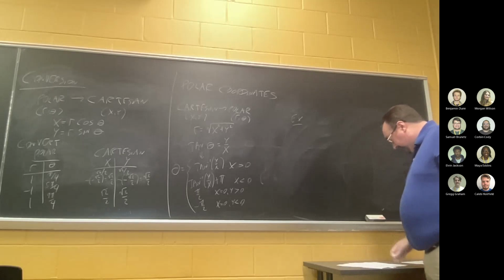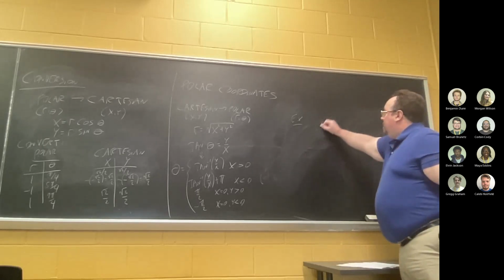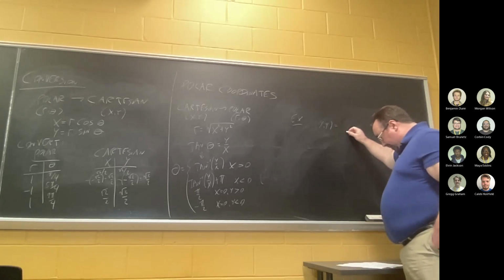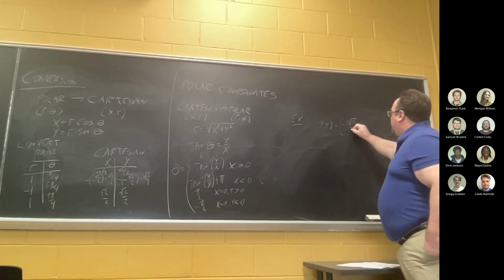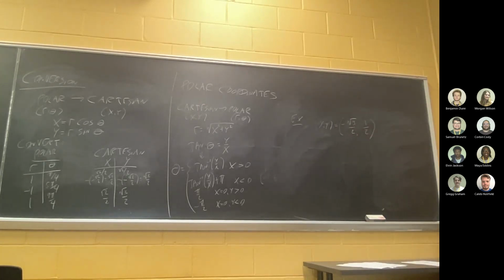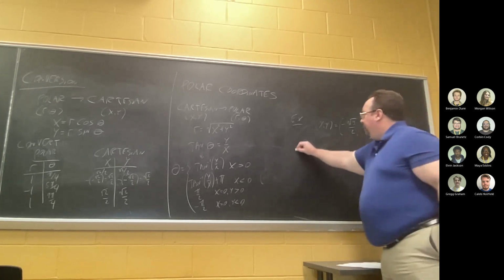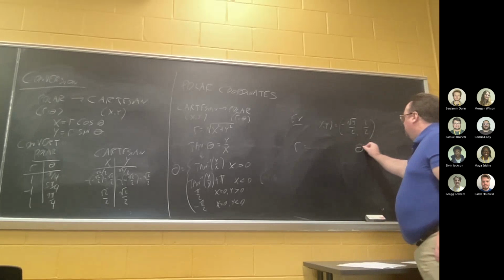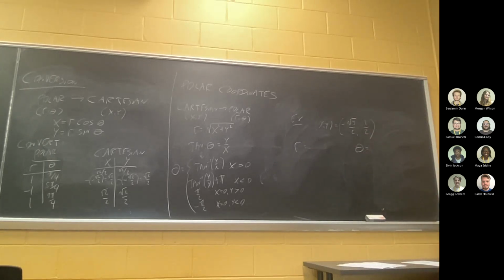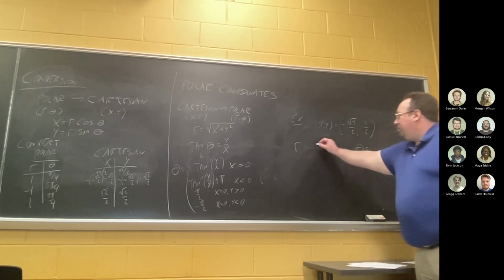Example here. So xy is equal to minus square root of 3 over 2 and 1/2. We want r and theta. r is 1.